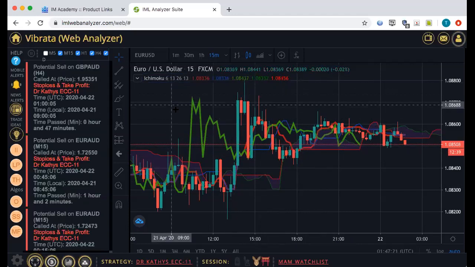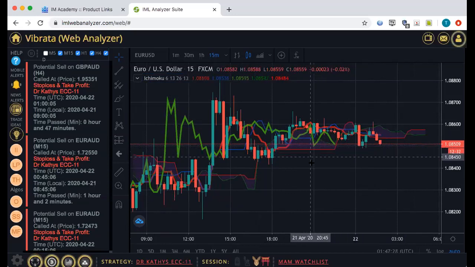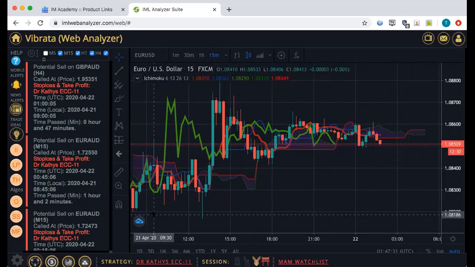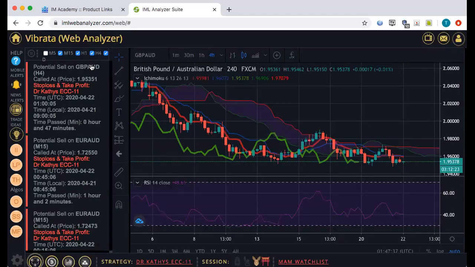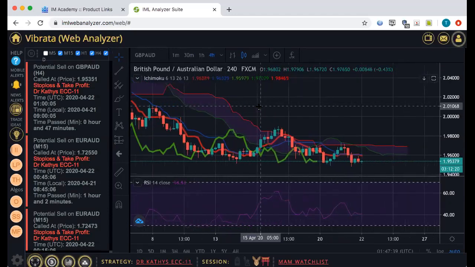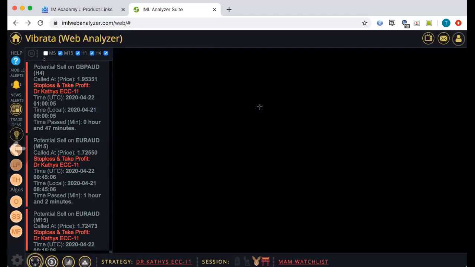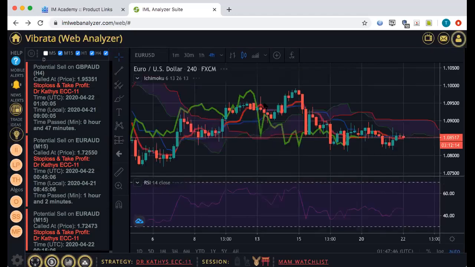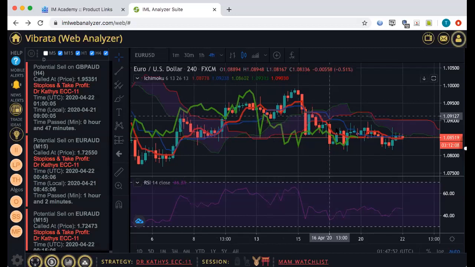All right. Okay, let me see what example we have here. EURUSD. Let me try another pair. Okay, we're going to use this GBP AUD as an example. The ECC11 strategy is the Ichimoku cloud.